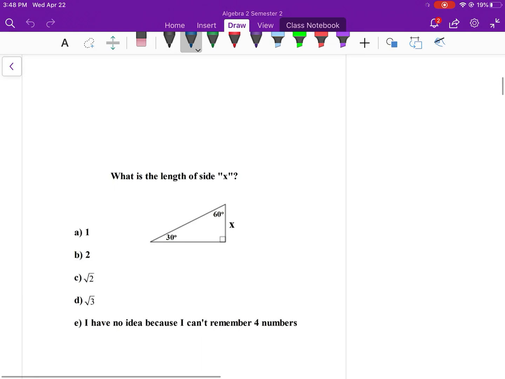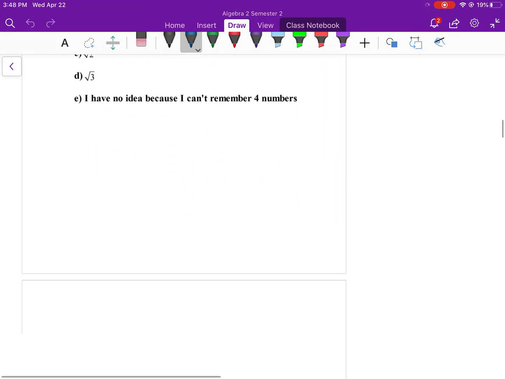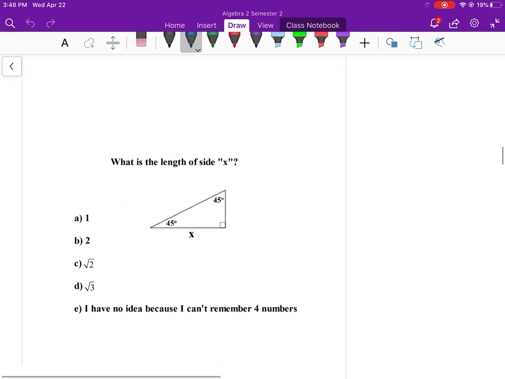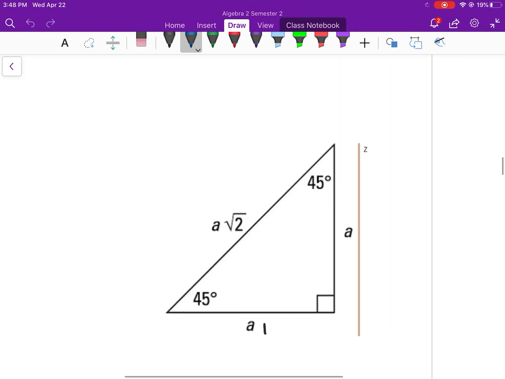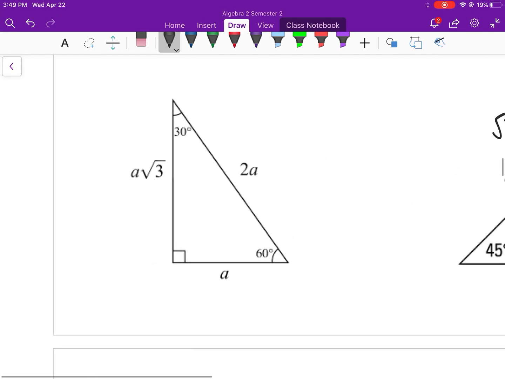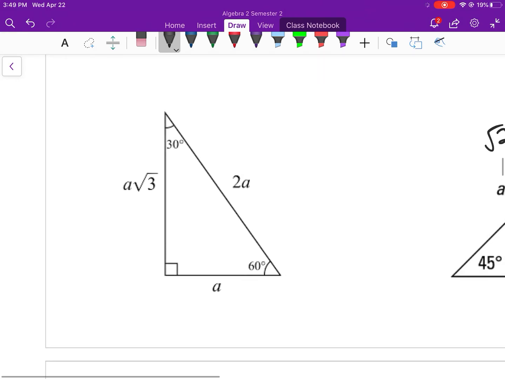13.3. These first few slides are just some multiple choice on knowing the sides of a special right triangle. We have our 30-60-90 and 45-45-90. For a 45-45-90, it's a, a, a root 2. For our sake, we're just going to consider a as 1, so the sides are 1, 1, root 2.